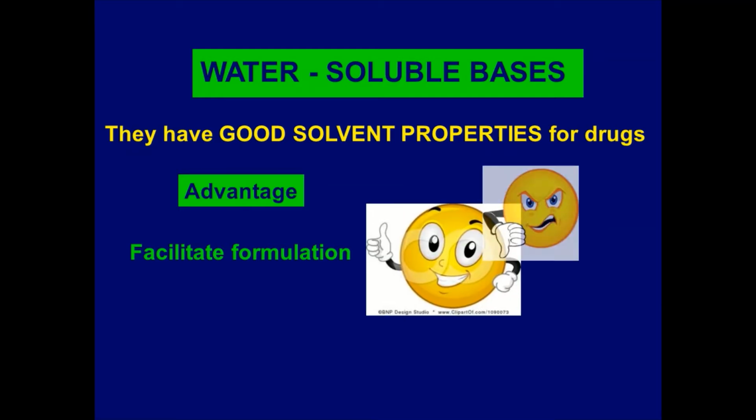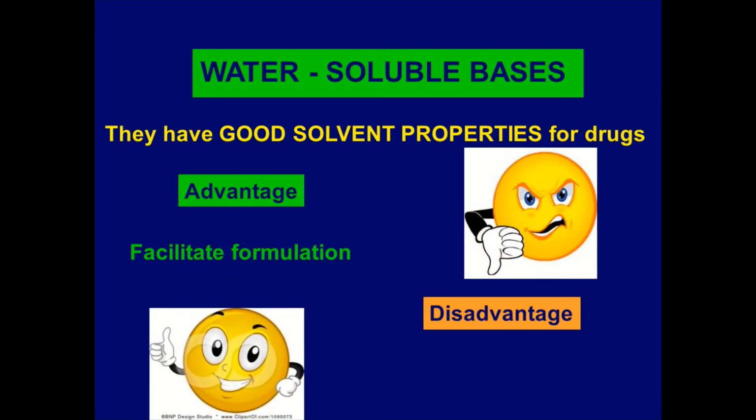But it has a disadvantage. What is this disadvantage? Water-soluble bases cause poor release of the drug. Poor release of the drug? Yes, this means the amount of drug released is very small. Why? Because the drug is highly soluble in the base. So the drug prefers to stay dissolved in the base, not to be released to the surface of the skin.